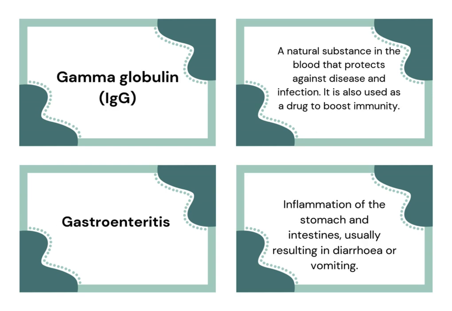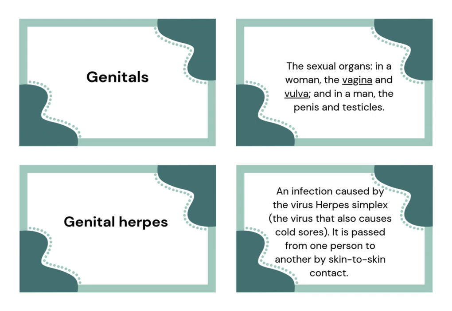Gamma globulin, IgG, a natural substance in the blood that protects against disease and infection. It is also used as a drug to boost immunity. Gastroenteritis, inflammation of the stomach and intestines, usually resulting in diarrhea or vomiting. Genitals, the sexual organs. In a woman, the vagina and vulva, and in a man, the penis and testicles. Genital herpes, an infection caused by the virus herpes simplex, the virus that also causes cold sores.